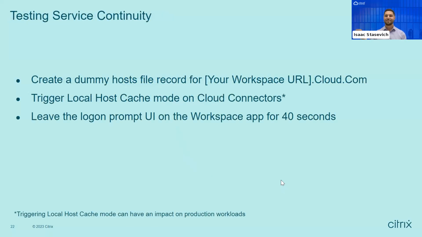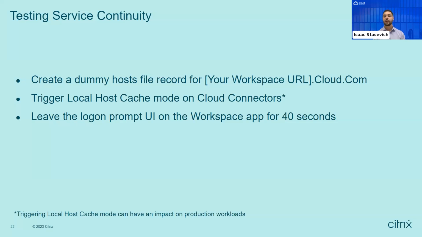And then testing, back to that other question. There's a couple of different ways that we could actually invoke service continuity. For me, the way I find easiest, what I normally do for testing, is just going into my host file on my Windows device and creating a dummy record for whatever your cloud workspace URL is. And you'll see once you can no longer communicate with the workspace service, your workspace app will automatically fail over into outage mode, and you may see some of those gray icons, or you'll definitely see that reconnect to workspace button on the top. You could also trigger localhost cache on your cloud connectors.